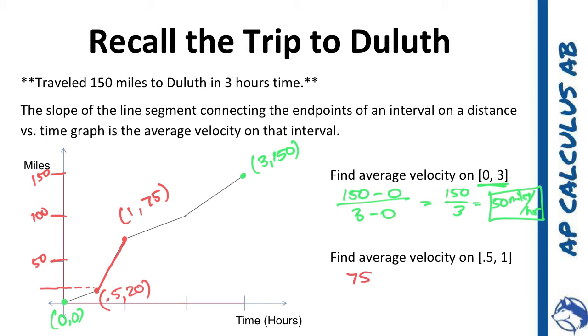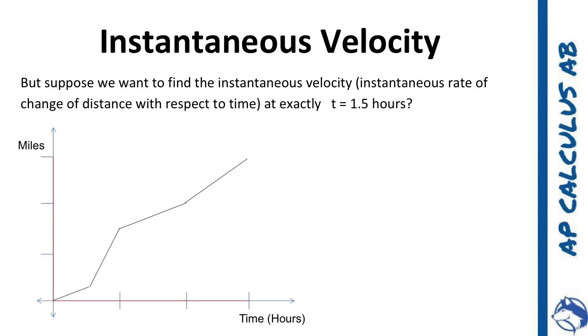So I'm going to do 75 minus 20 over 1 minus 0.5. So this ends up being 55 over 0.5, or 110 miles an hour. And guess what? We were speeding. But notice how these average velocities are different. Now, what would happen if we wanted to know the instantaneous velocity at a specific point? So at exactly 1.5 hours, if we drew that up here, we've got a point there, and we're trying to figure out what the slope is.